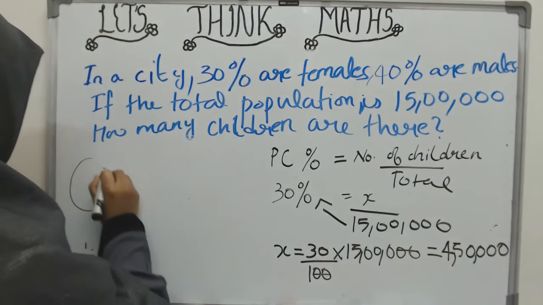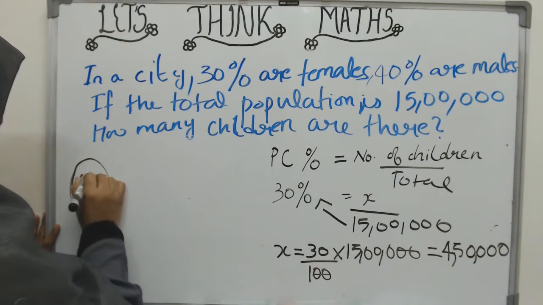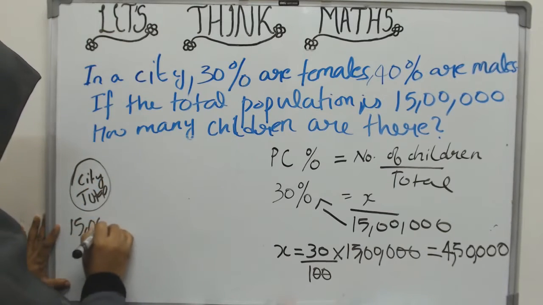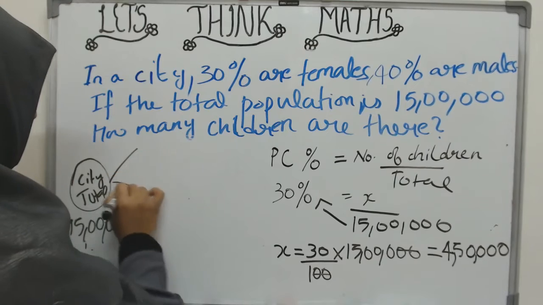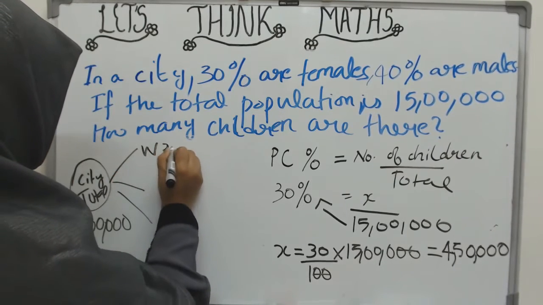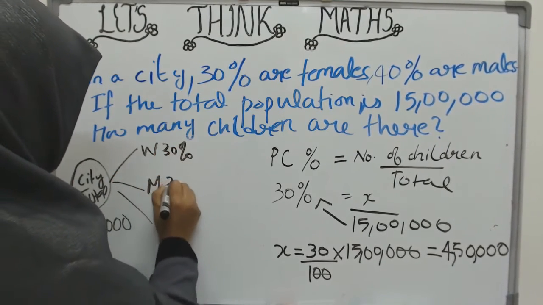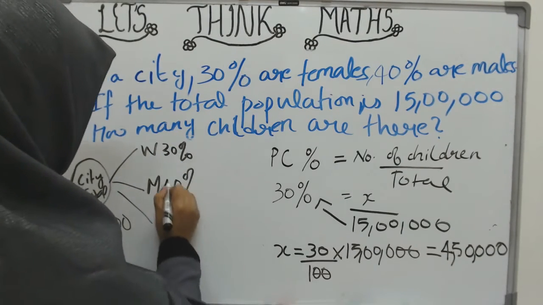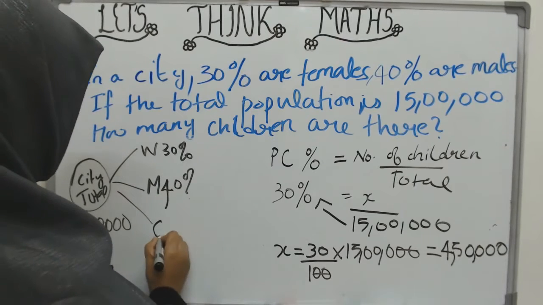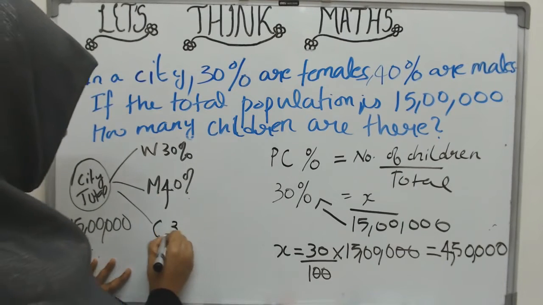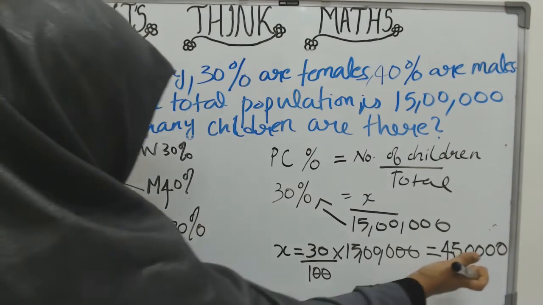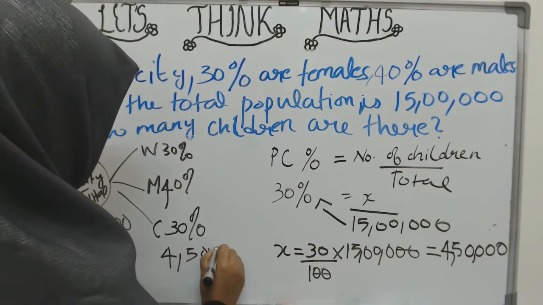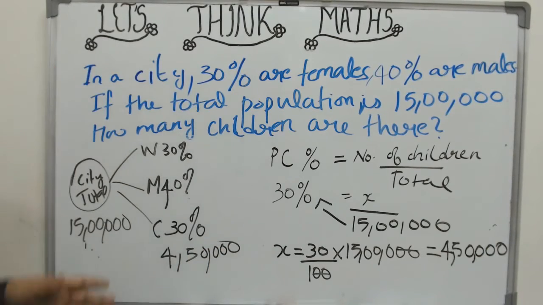So what did we start with? We started with a city whose total population was this, and women were 30%, men were 40%, and children, we found from these two, we calculated that it was 30%, but the actual number of children is this much. So that is the answer.